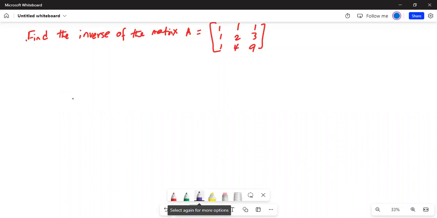So, solution. Matrix A is given to us. We have to find A inverse. Use the TI-84.